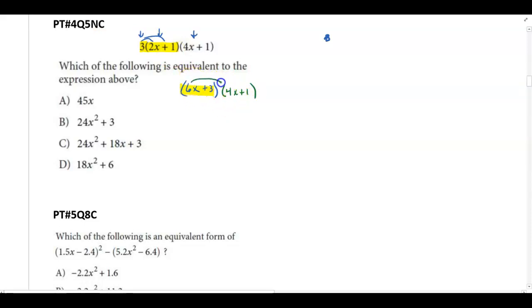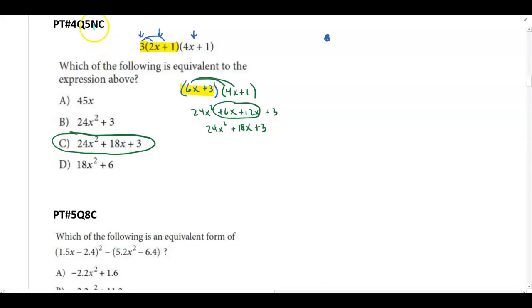Now I'm going to FOIL this out. 6x times 4x is 24x squared. 6x times 1 is plus 6x. Then 3 times 4x is plus 12x. Then 3 times 1 would be plus 3. When I combine like terms, the 6x and 12x combine to give me plus 18x, plus 3, which ends up being letter C. Now when you look at this, what this NC means is this is a no calculator question, so you actually have to know how to do this by hand. Anytime you see NC there, that's no calculator. Anytime you see a C, it's calculator.